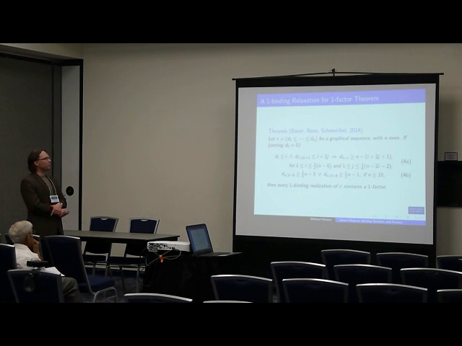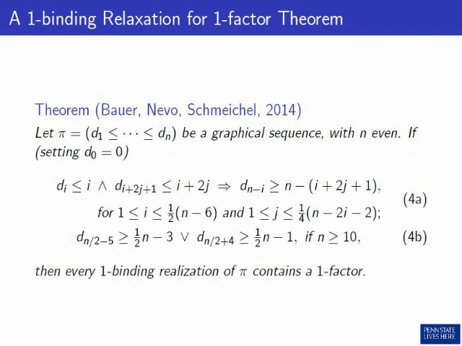I wasn't involved in this relaxation, but if we're only interested in one binding realizations, then these are the conditions. If n is even and we want the one binding realizations to contain a one factor, we have this collection of implications to check, and then this additional pair, this inequality or that inequality.